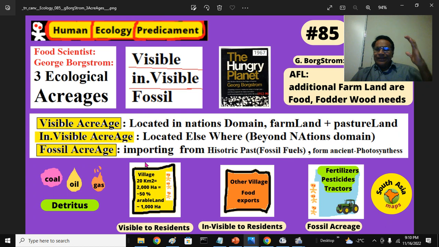Visible acreage is what you can see within your country, your frontier, your domain, the farmland that gives our sustenance. Invisible acreage comes from elsewhere, the neighboring country, neighboring territory, distant territory, which we are not able to see, but we get it by establishing trade relations with them. Visible acreage, invisible acreage. If that invisible acreage is missing, you have to have additional farmland in your own country.